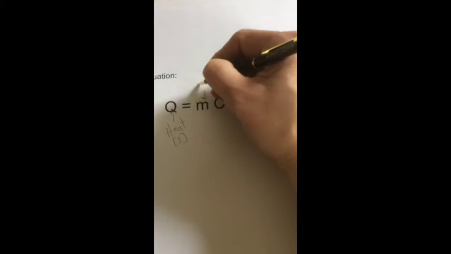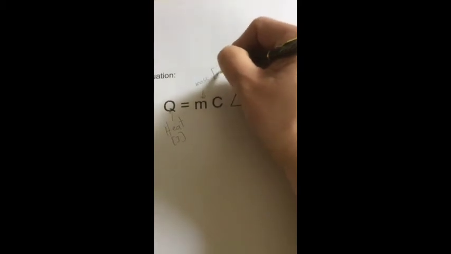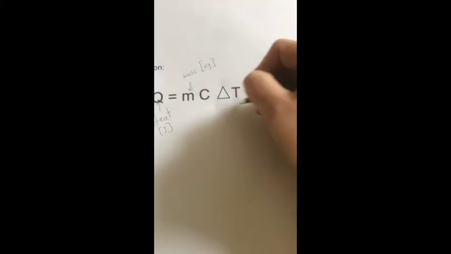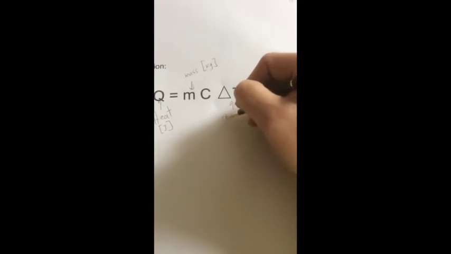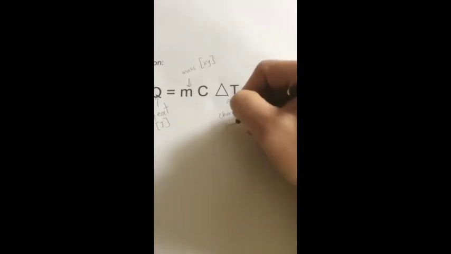Q is, for no reason good at all, the letter that we use for heat. That consistently needs to be measured in joules. M stands for mass. That needs to be measured in kilograms. Delta T stands for the change in temperature, and you can leave them in degrees Celsius. We would usually change things to Kelvin, but they change the same amount.